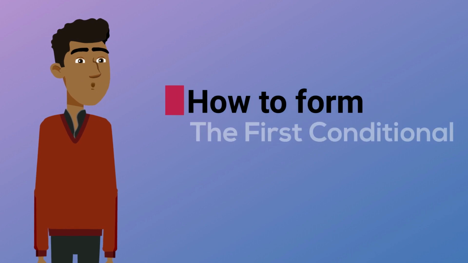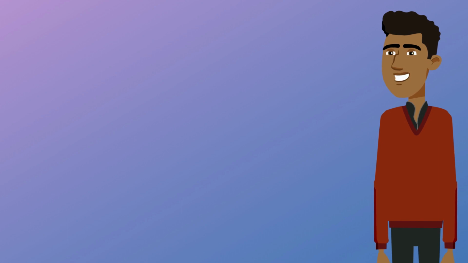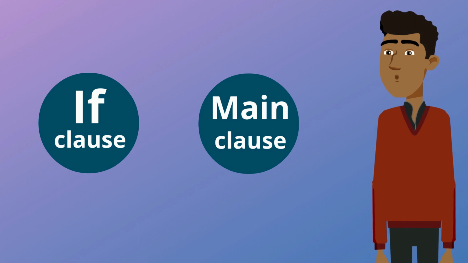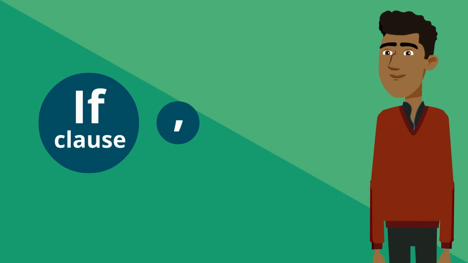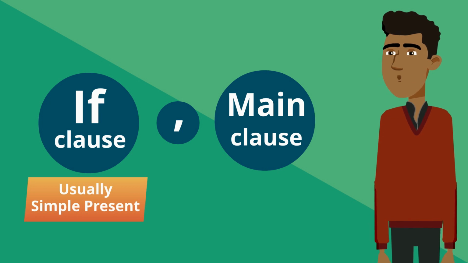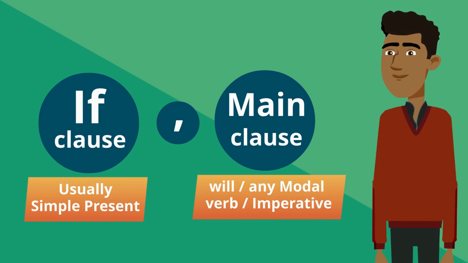Now let's look at how we form the first conditional. You know, in conditional sentences we have two parts, the if clause and the main clause. Similarly, in the first conditional sentence, we have an if clause, a comma, and a main clause. The if clause is used in the present tense, usually the simple present tense, and the main clause can have will or any other modal verbs like can, may. And we can also use imperative sentences, sentences which begin with verbs.